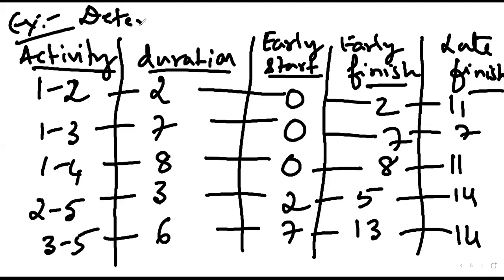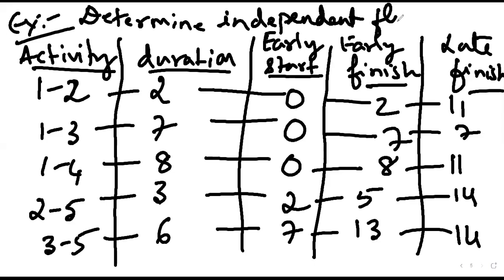So the question is, we have to determine the independent float for each of these activities. Okay. So just make note of all these activities, then start calculating the independent float.